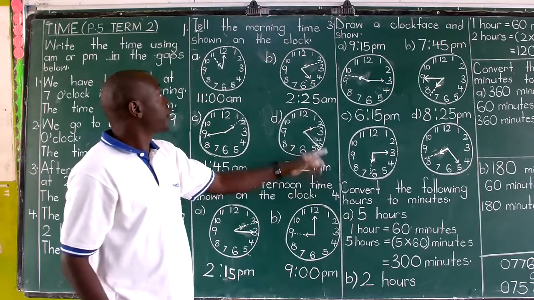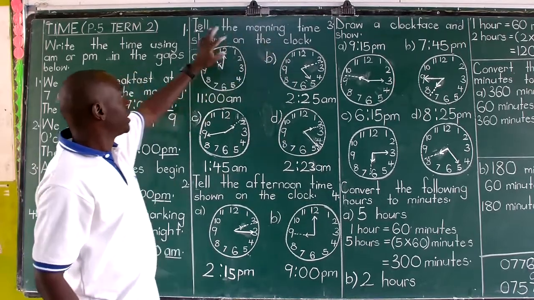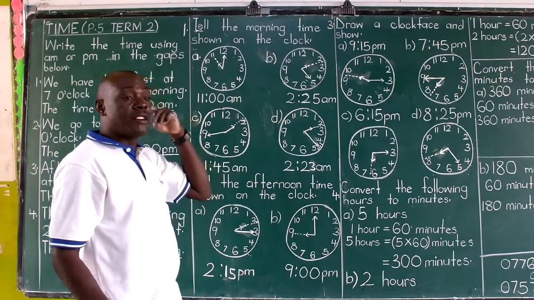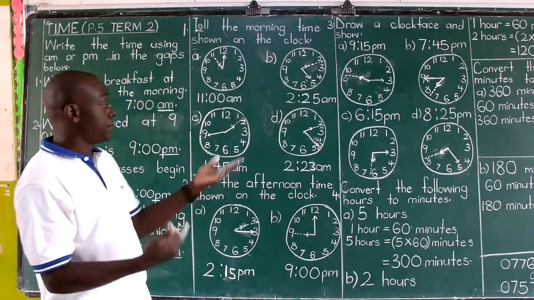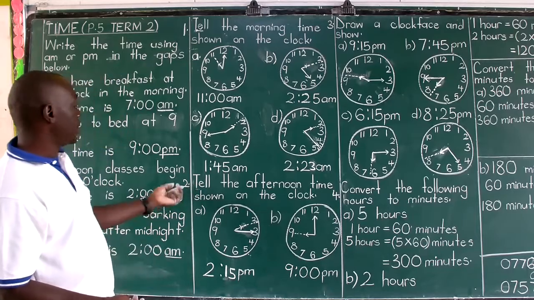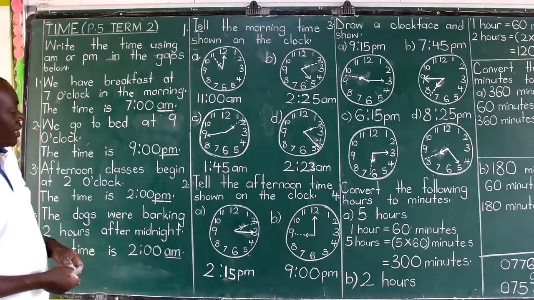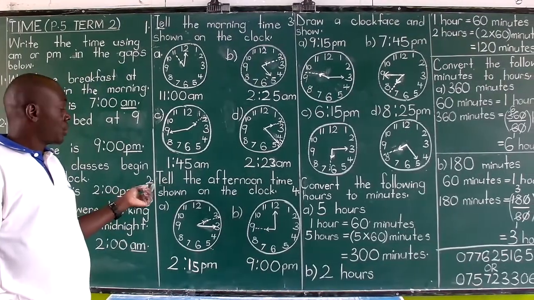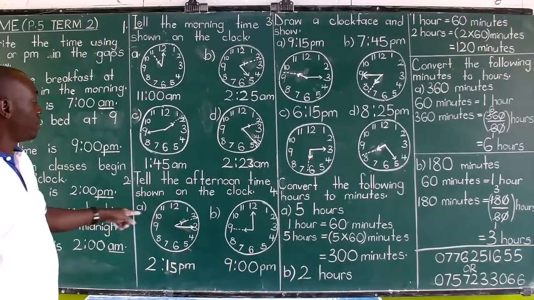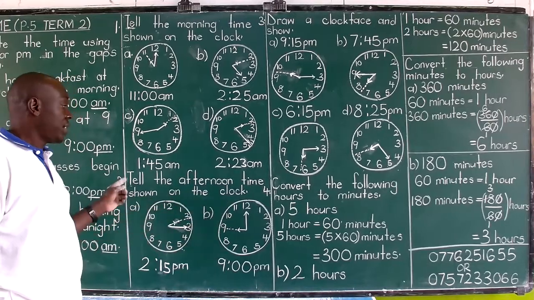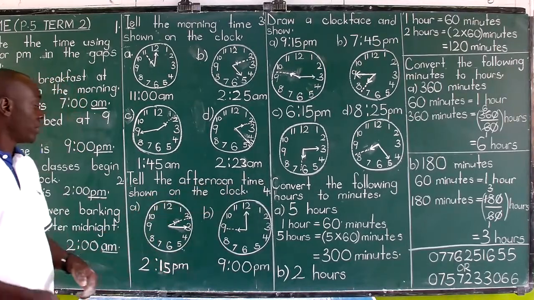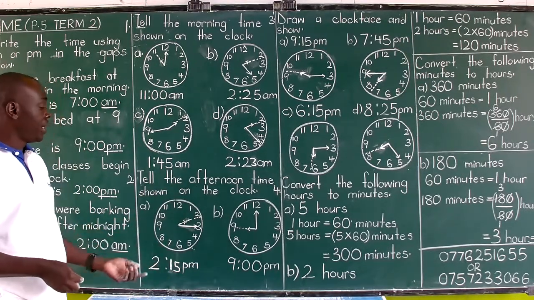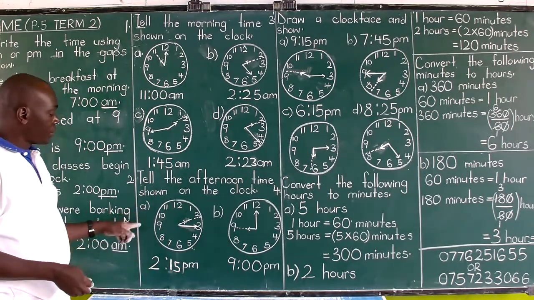Where do I get the AM from? The word morning. I said anything before morning time, put AM. Then afternoon or evening, please put PM, as we shall see in example number 2. So example number 2 reads, tell the afternoon time shown on the clock. So by saying afternoon, we will end with PM.